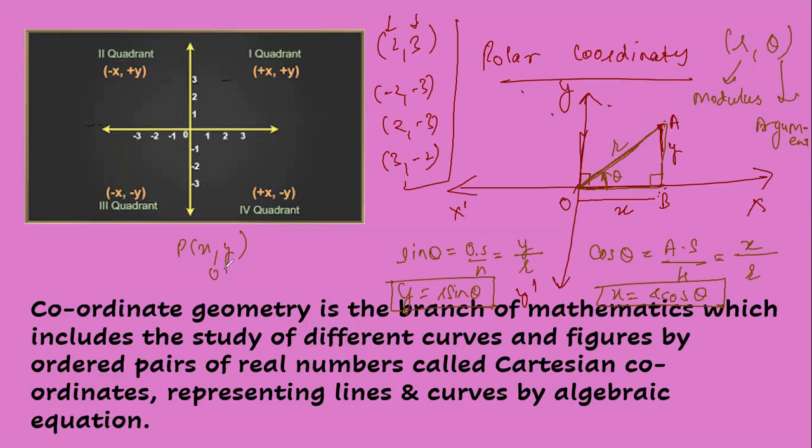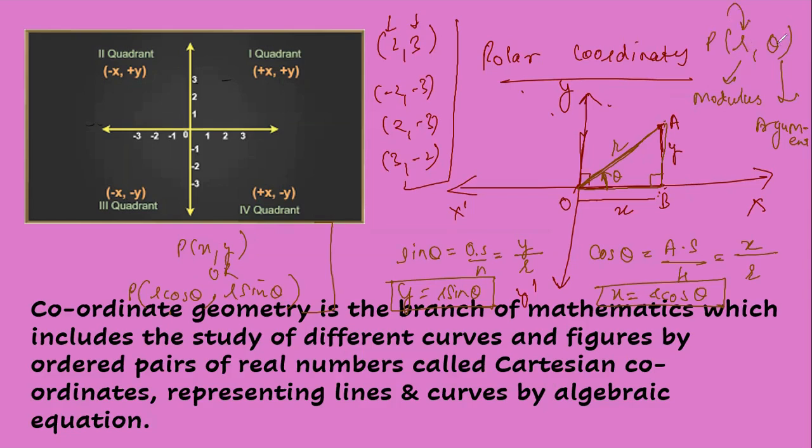So we can write the Cartesian coordinates as P of r cos theta, comma r sine theta. This is the formation of the Cartesian coordinates, either this way or this way. And the polar coordinates can be represented as P of r comma theta. So what is r? The displacement.